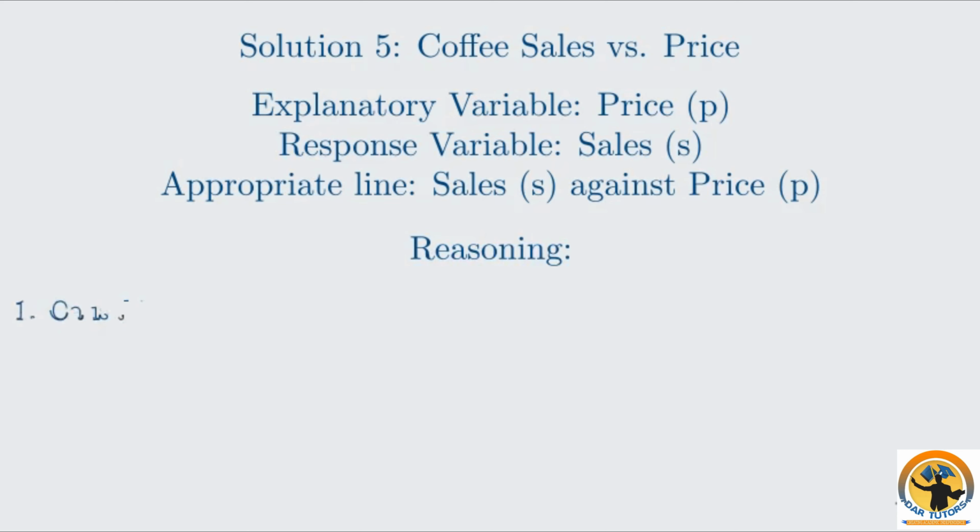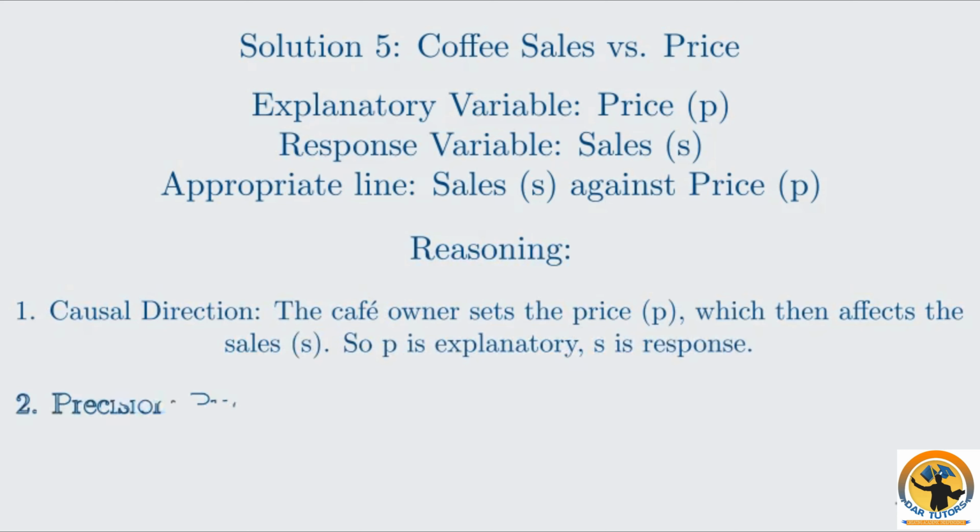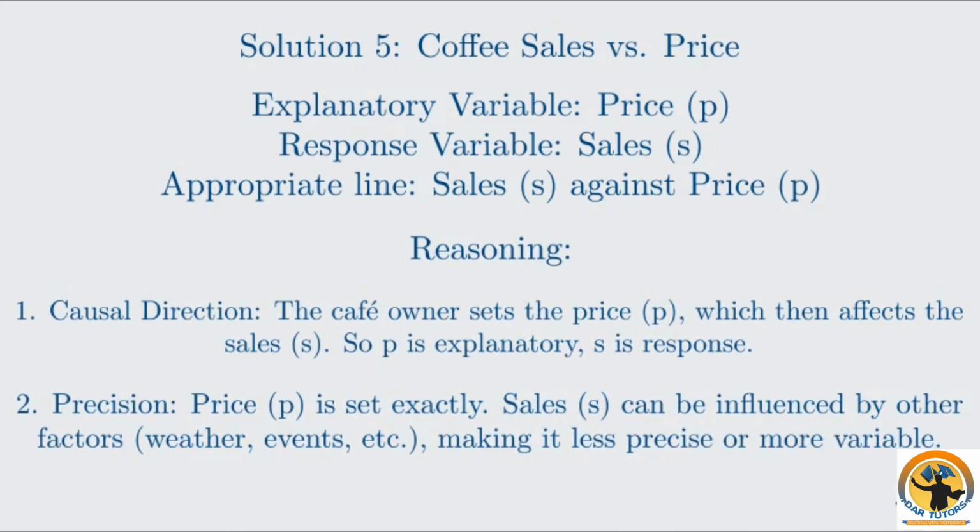So, from the perspective of both causal direction and the precision of the variables, it is more appropriate to use the regression line of S against P. The resulting line, S equals aP plus b, would allow the cafe owner to predict sales based on the price they set. That brings us to the end of our lesson on the regression line of x against y.